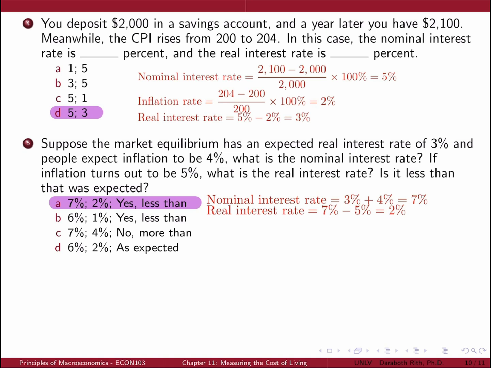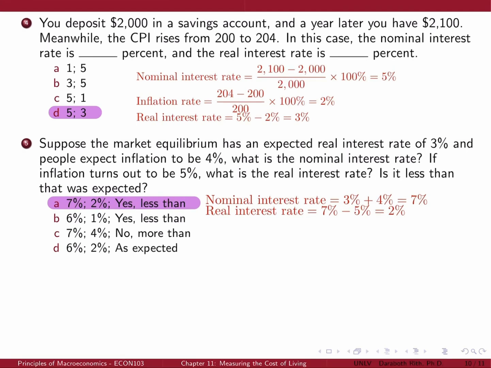by 200 times 100%, which equals 2%. The real interest rate is then found by subtracting the inflation rate from the nominal interest rate, 5% minus 2%, resulting in 3%. Therefore, the answer is D, with a nominal interest rate of 5% and a real interest rate of 3%.